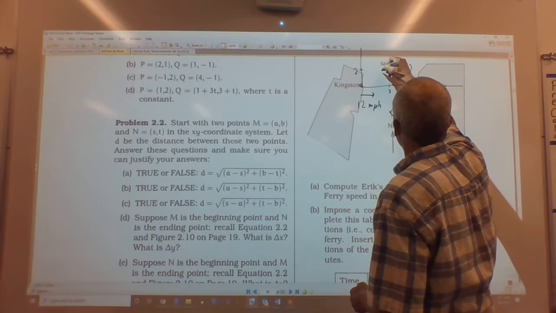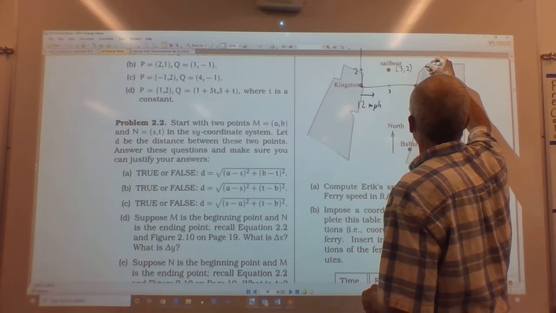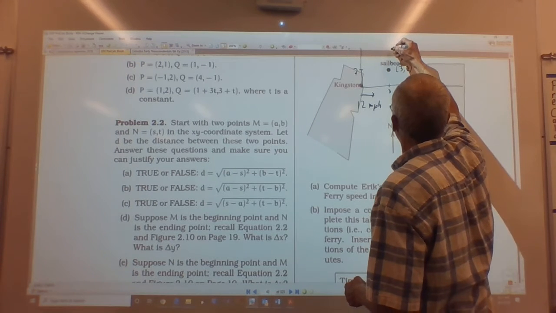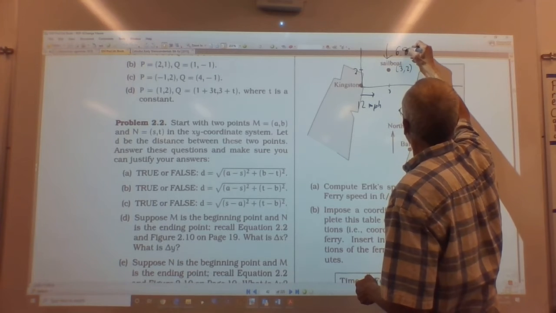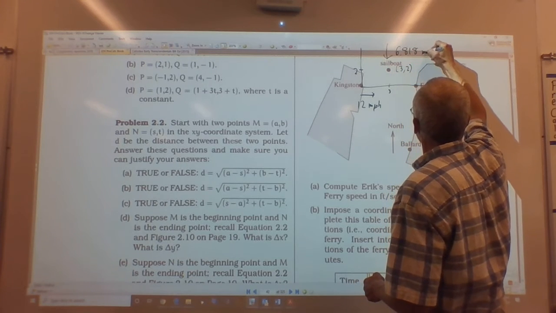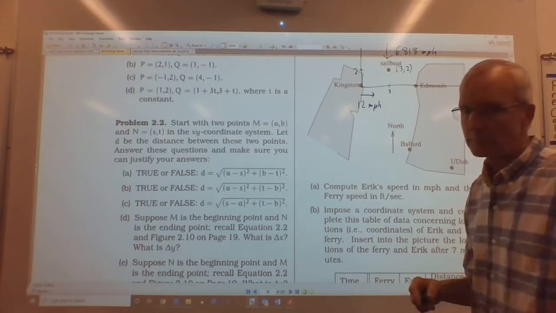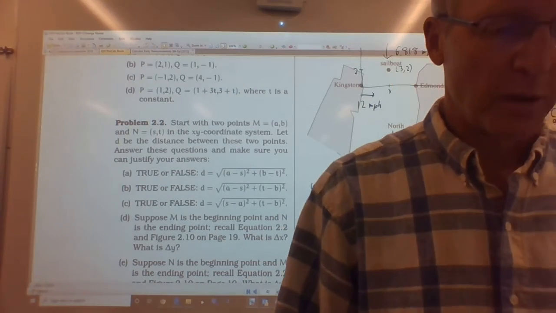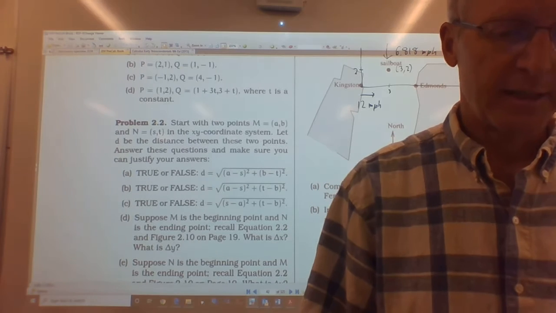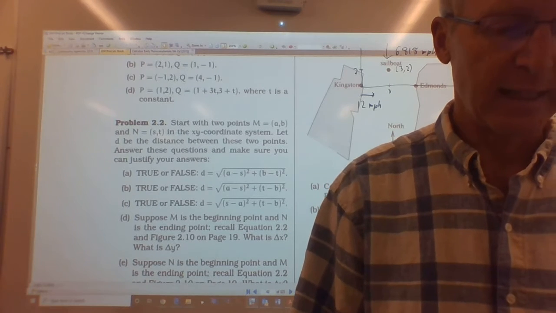So the sailboat then is going this way. Let's see, where can I write that? Oh, I'll put it up here. Sailboat's going downwards at 6.818 miles per hour. Okay, so are they going to crash into each other? What's going to happen? So then they say, fill out this table.